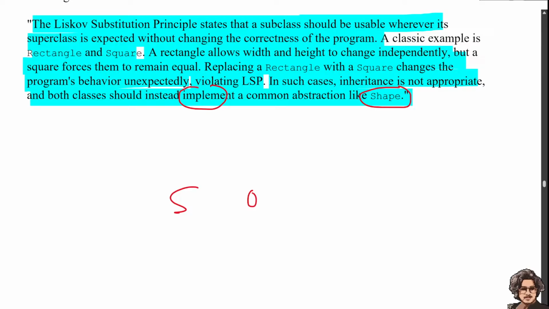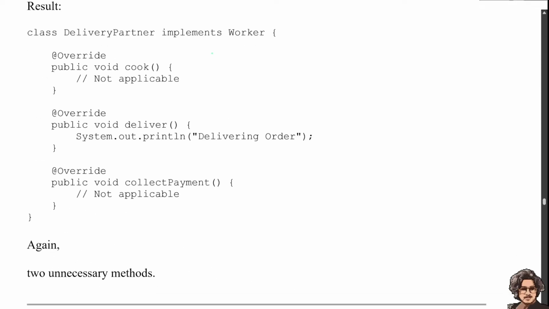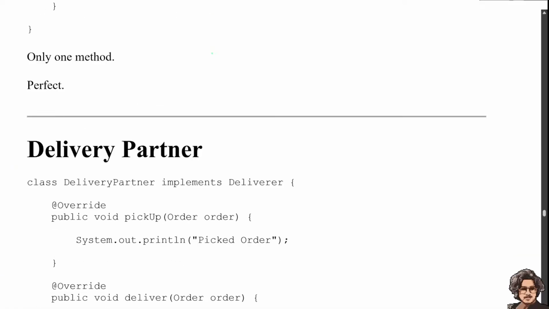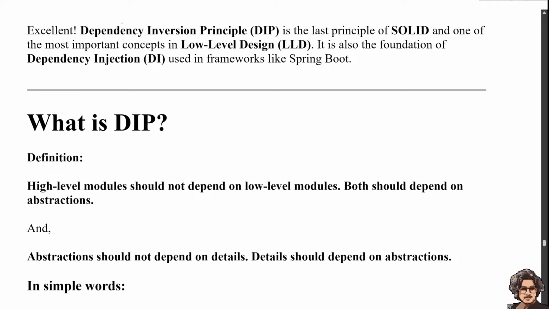So till now we have finished S, O, and L. In the next session we will see the I, the interface segregation principle, and after finishing that, D, the dependency inversion principle.